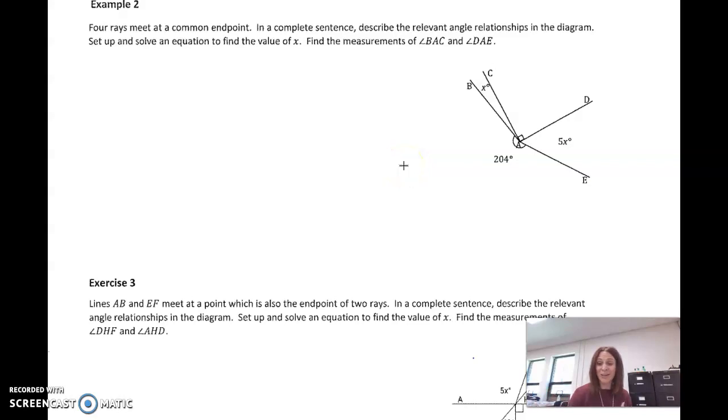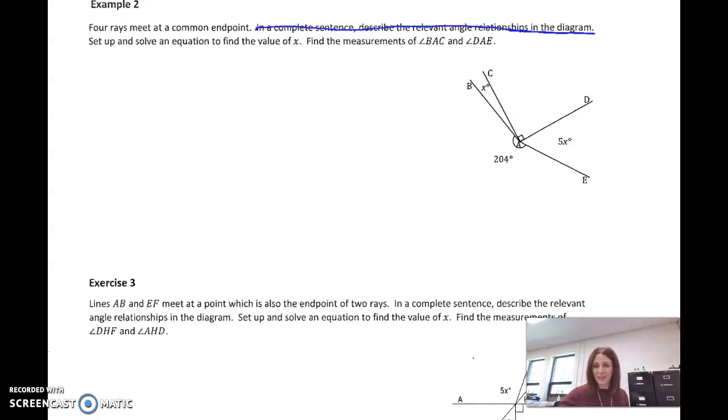All right, so we're going to keep working on examples of just the different types of angle relationships. We're not necessarily writing them in a complete sentence. You can if you really want to. But we're going to talk about these angle relationships and how we can use them by setting up equations.